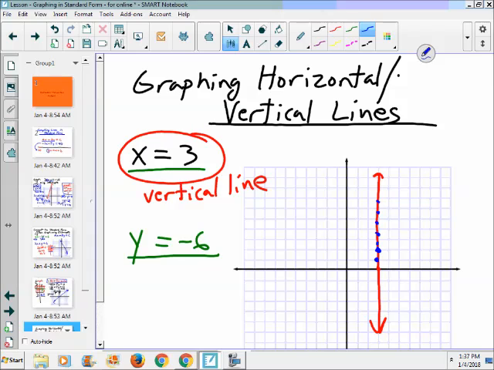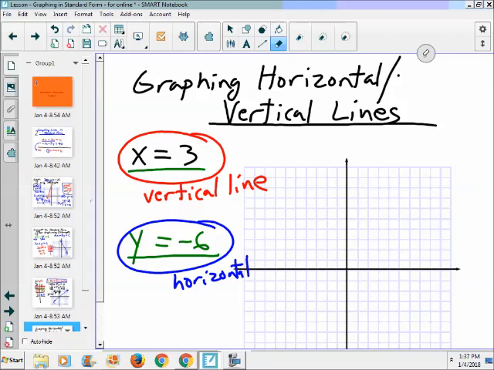And then you might have guessed it, for y equals a number, that will always be a horizontal line. So the same kind of logic applies. This one here is y equals negative 6. So we go down 6 on our y-axis and then go across for our line. For the same logic as the previous one, every point along this line, they have different x values, but they always have a y value or y coordinate of negative 6.